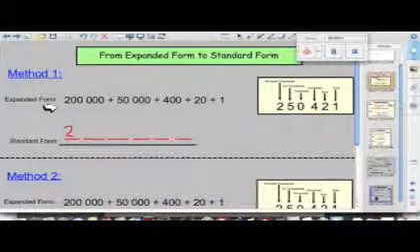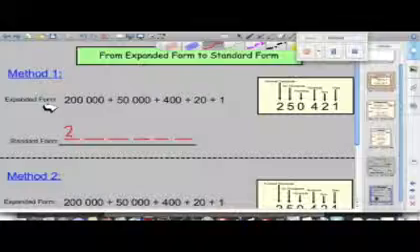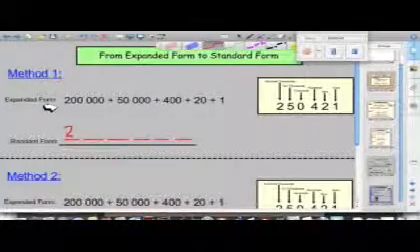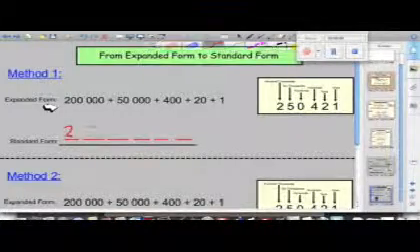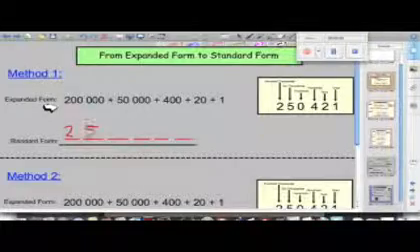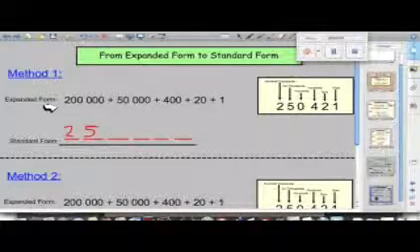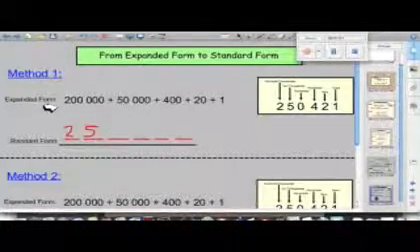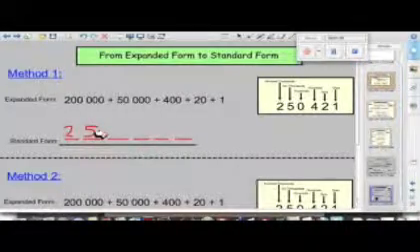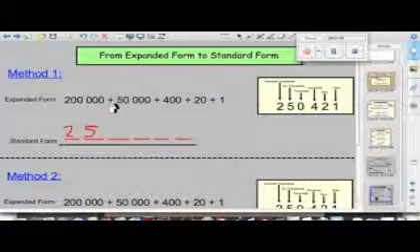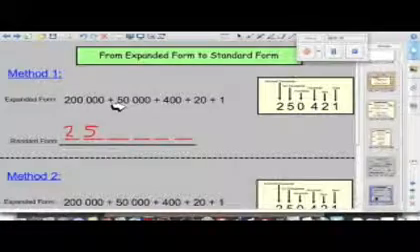So next I'm going to go ahead and move over to the next number in my expanded form notation. In this case it's 50,000. And 50,000 is made up of 5 in the 10,000s column. So I'm going to go ahead and record that 5 next to my 2 in my standard form notation. And I can also again notice that I have the same number of placeholders to the right of my 5 in my standard form notation as I do zeros to the right of my 5 in my expanded form notation.